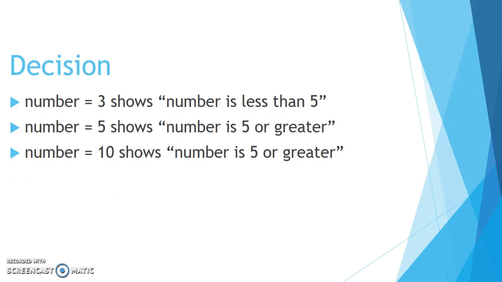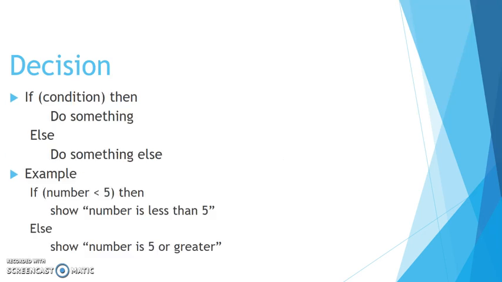So again, we'll go back to our 3 test cases. When the number is equal to 3, we would expect that it will show number is less than 5. When the number is equal to 5, we would expect that it will show number is 5 or greater. And when the number is 10, we would expect that it would show number is 5 or greater. So let's go back to our little code snippet there and see why that is the case.